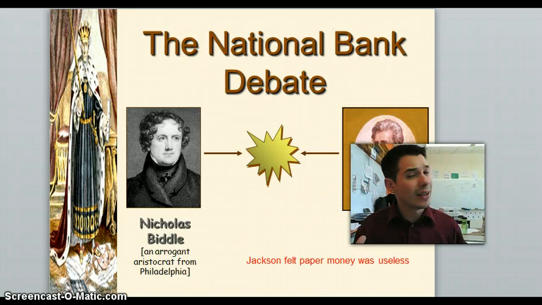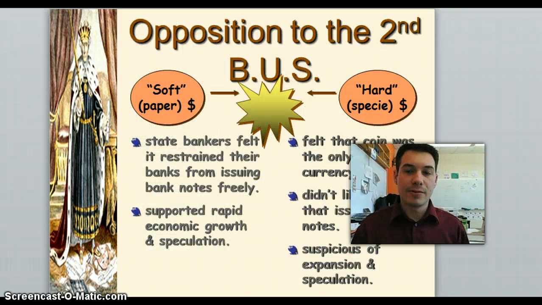And so starts another debate, this time between Nicholas Biddle, who was kind of an arrogant aristocrat from Philadelphia, but again, president of the bank, owner of the bank. President Jackson felt paper money was useless, and so he's going to be adamantly against it. So the opposition literally comes between soft paper and specie, or hard money.